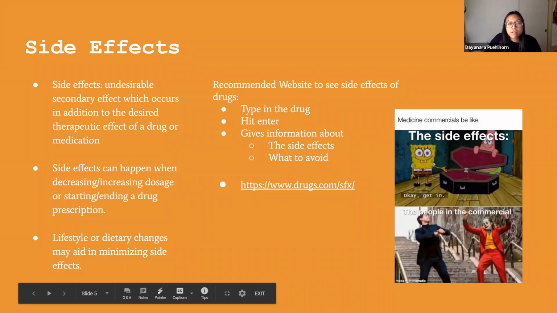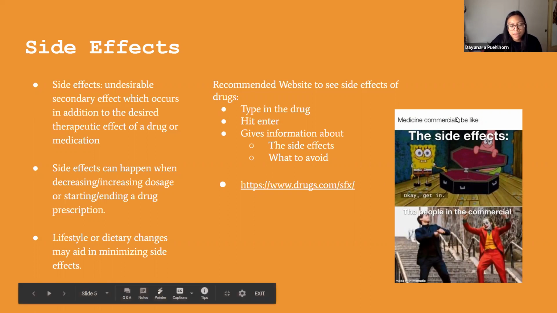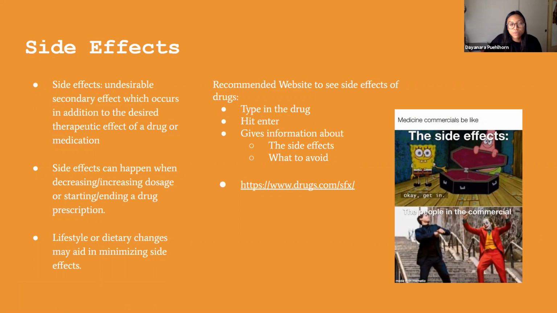Side effects are undesirable secondary effects which occur in addition to the desired therapeutic effect of the drug or medication that you're taking. Side effects can happen when you decrease or increase a dosage, or even when starting or ending the use of a new drug or prescription. Lifestyle or dietary changes can help minimize your chances of getting them. The website that we give you, drugs.com, is great because you can search up basically any drug or medication, and it'll give you a list of side effects and what to avoid.